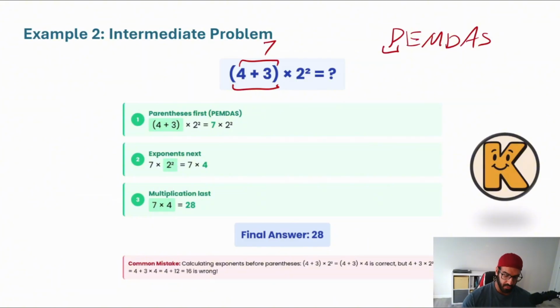After that, what should I do? I do have exponents, so I have to look for exponents. 2 to the power 2 is 4. After that, I do have multiplication. 7 times 4 is 28.